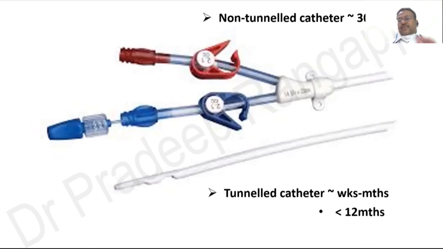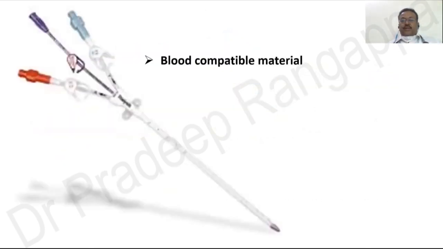If it is a non-tunneled catheter, it's for 1 month. If it's a tunneled catheter, it's for weeks to months, and up to 1 year it can last. And one needs to know what these catheters are made of. They are made of a blood compatible material, either silicone or polyurethane.